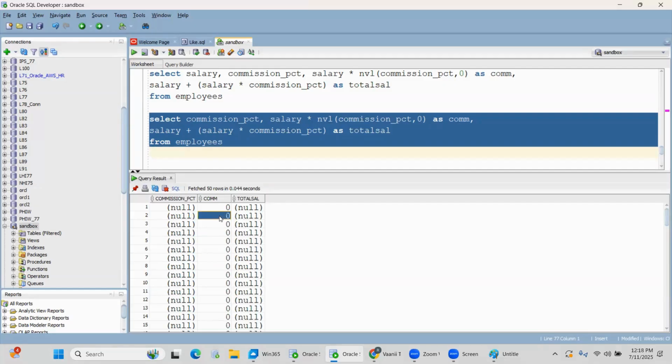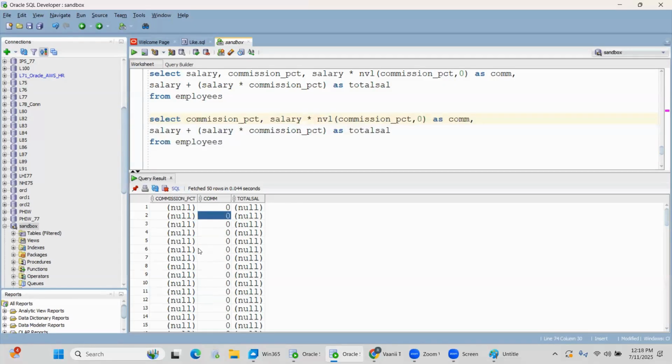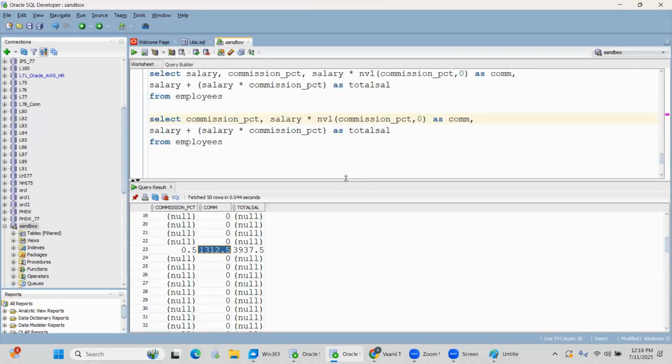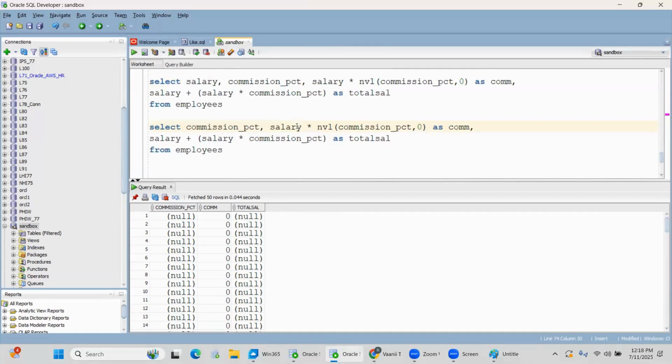Now it is coming as salary into this value as 0, but somewhere it's coming also, right? Now, if you are going to calculate total salary in the same way, what do we have to do? We have to write NVL again here, right? So if you write NVL, commission percentage, and let's substitute it with 0 and see what will happen.